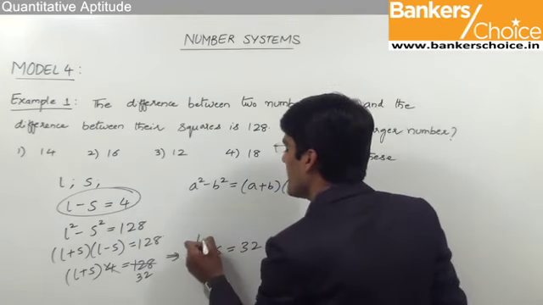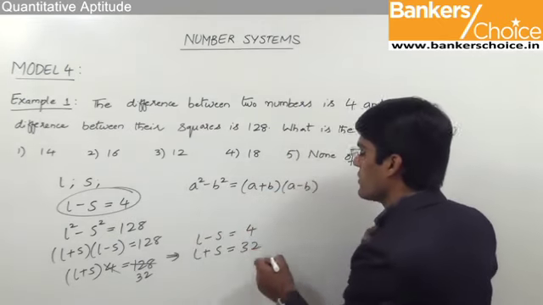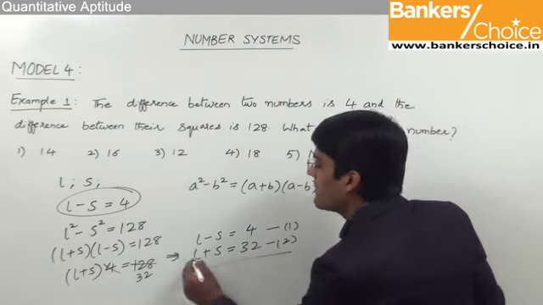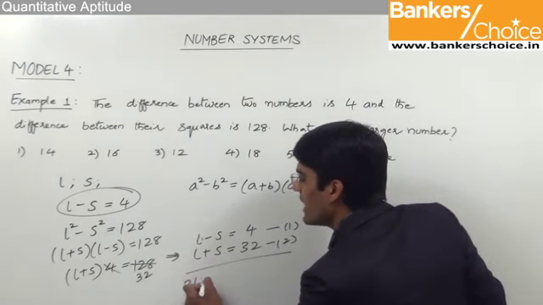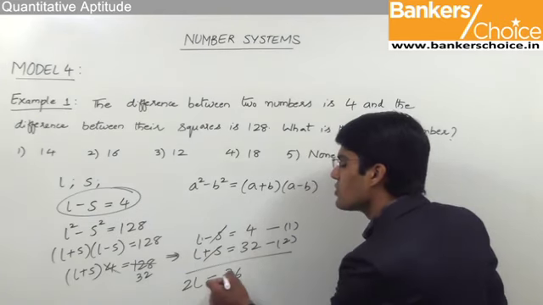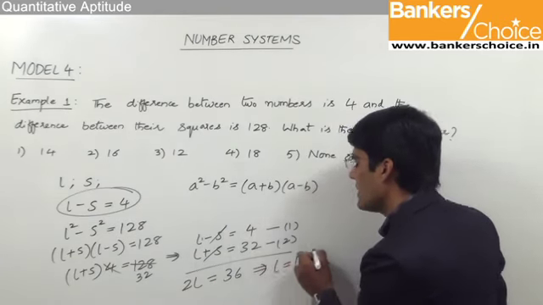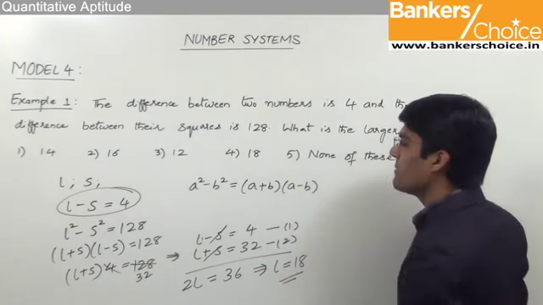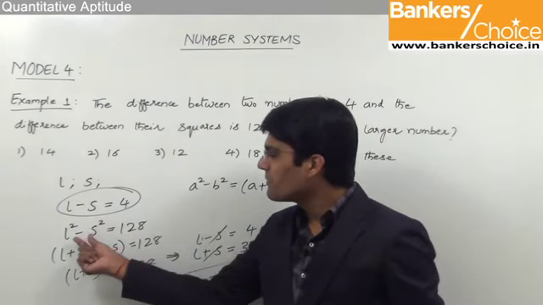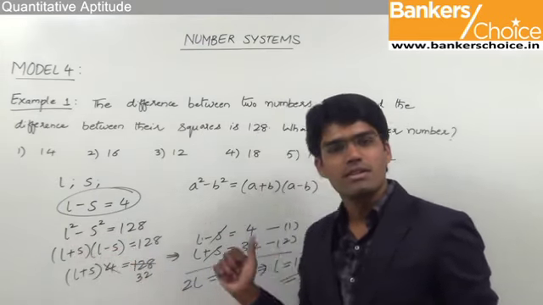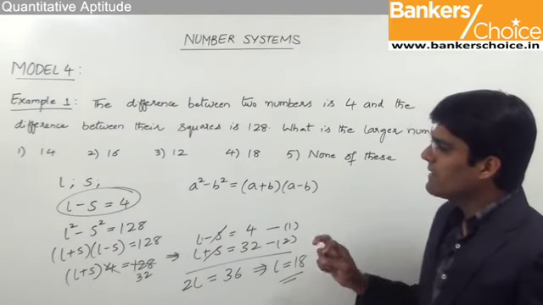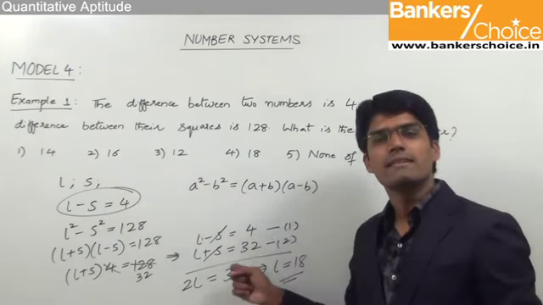And from the first statement, we know that L minus S is equal to 4. So by solving these two equations, we can find out the larger number. Let us add both the equations. L plus L is 2L, plus S and minus S gets cancelled, and 4 plus 32 is 36. So 2L is 36. That means L is equal to 18. So very clearly, the larger number here is 18, which is given in option number 4. So this is how you can use the formulae that we have discussed in solving certain questions from number systems. But friends, to solve this question, we can even go by options instead of writing all these steps.